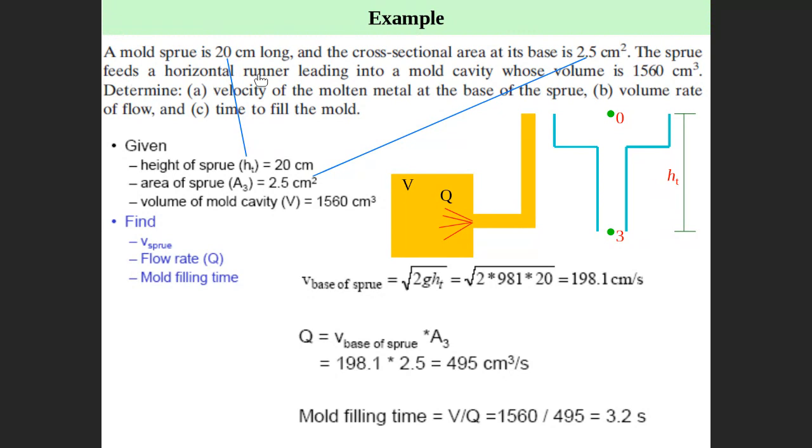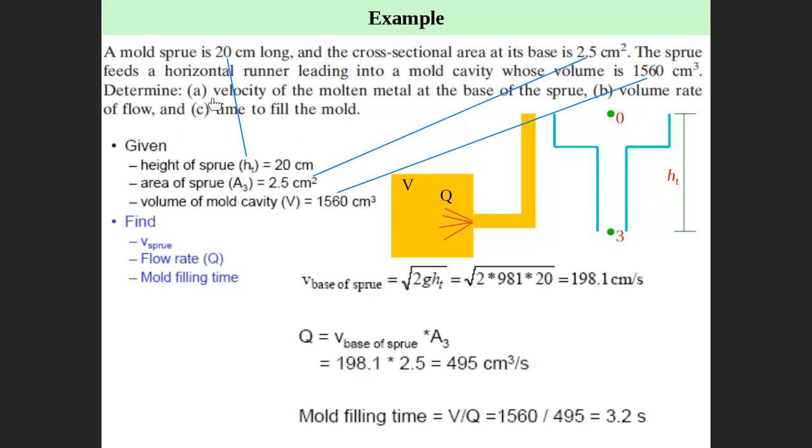The sparrow feeds a horizontal runner. This is a horizontal runner, right? The horizontal runner leads into the mold cavity. This is the mold cavity, whose volume is given. So the volume of the mold cavity is given, right?